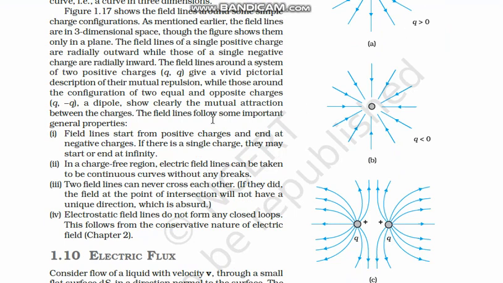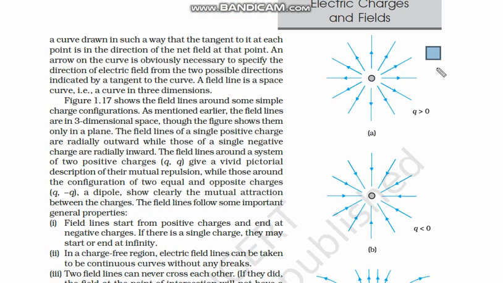Third property: two field lines can never cross each other. This is very important. If they did, the field at the point of intersection would not have a unique direction, which is absurd. Absurd means it cannot happen. So here you can see, whether you take a positive charge or a negative charge, the field lines are not intersecting. These are always going outwards and they will never meet each other. In fact, the distance between them is further increasing. So field lines never intersect each other.